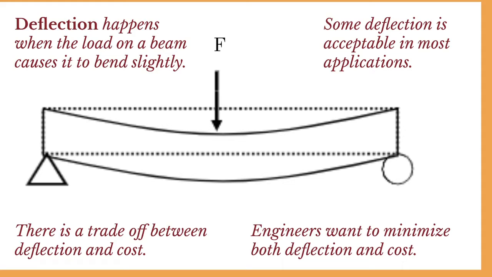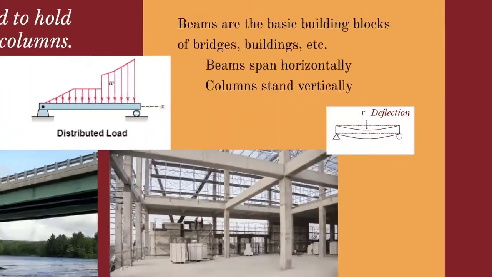There's always a trade-off between deflection and cost. Obviously, you could build something that's huge, that costs a lot of money, that has very little or maybe even no deflection when you jump up and down on it or drive across it. But there's always a trade-off in that there can be a little bit of deflection based on the cost. So as good engineers, we want to minimize both the deflection and the cost.